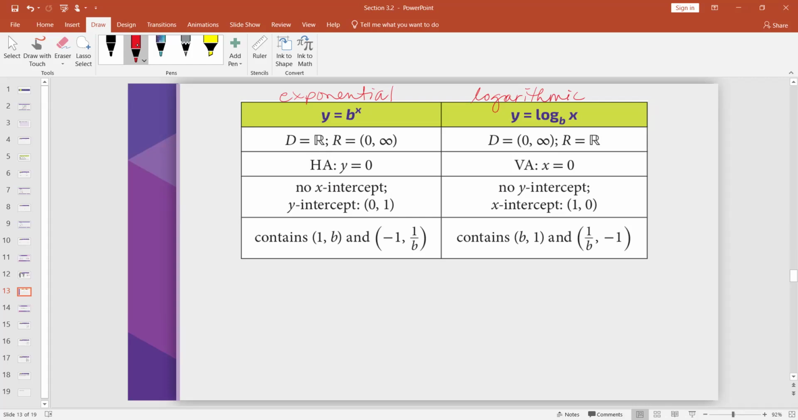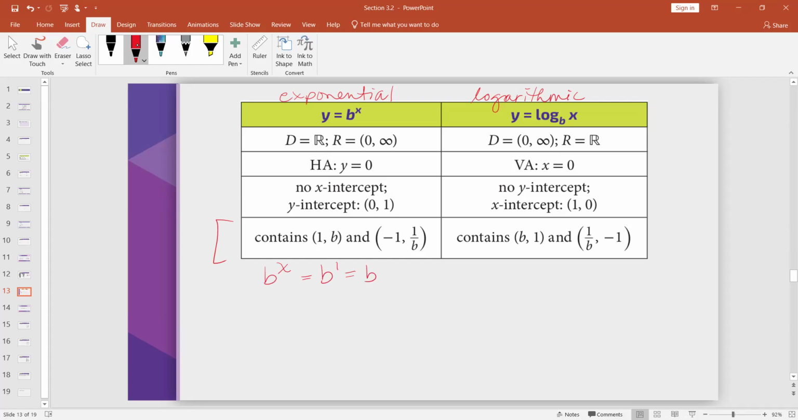What I want to talk about in this slide that I feel is important is this last little box here, just to make sure. So for the exponential function graphs, they should always contain the point (1, b), the base, and (-1, 1 over b), right? Because if you have b to the x and x is 1, then your answer is always whatever the base is.